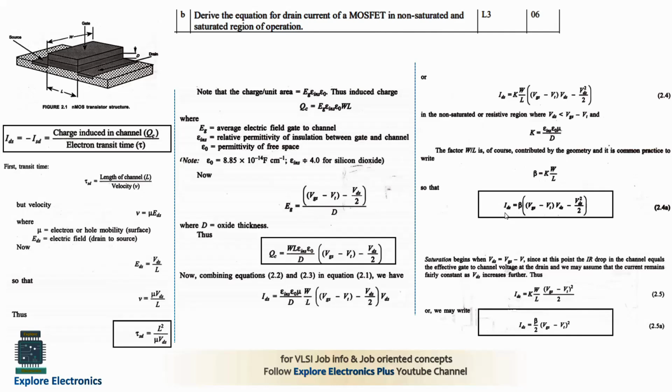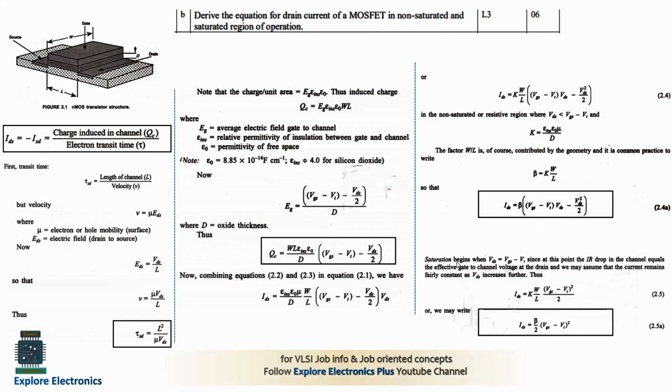We will arrive at the non-saturation current equation as IDS equal to beta into VGS minus VT into VDS minus VDS square divided by 2. This is the expression for the non-saturation region. You can see here that in the non-saturation region, the current will be dependent on VDS as well as VGS.